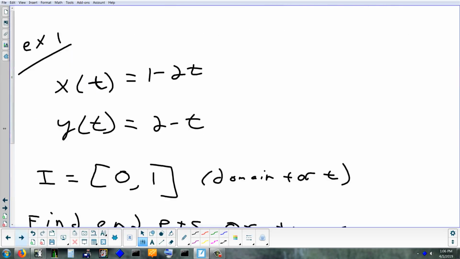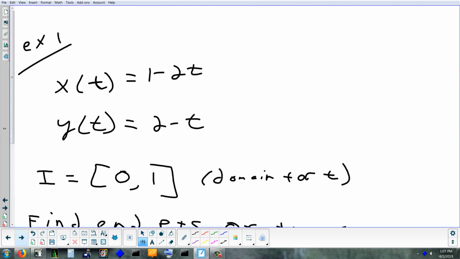Okay, so here's two equations, one for x, one for y. And now they're telling me what I'm allowed to plug in for t. You are only allowed to use the values between 0 and 1. What values between 0 and 1? Any of them. 0.67, 0.5424, 0.984, anything you want. But you can only plug in values between 0 and 1.